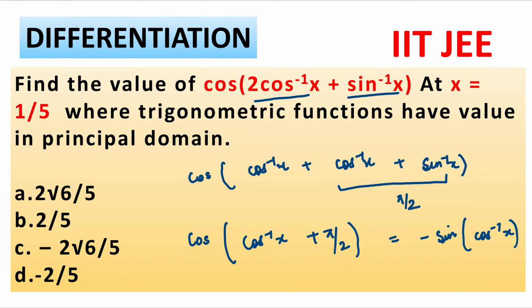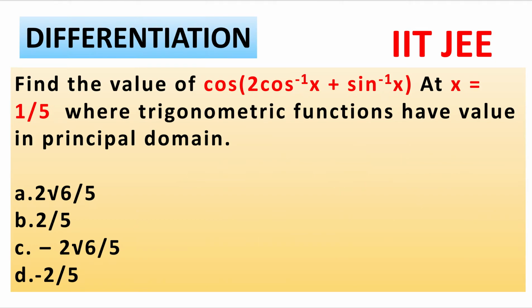Okay, in case you're not able to understand how we got this, I'll just tell you how we can write this. Whenever we have cos of (pi by 2 plus theta), this evaluates to minus of sine theta, right? So this holds. Here the theta value that we have is nothing but cos inverse of x. So we replace theta by cos inverse of x. So what will this expression become? It will become minus of sine of cos inverse x.